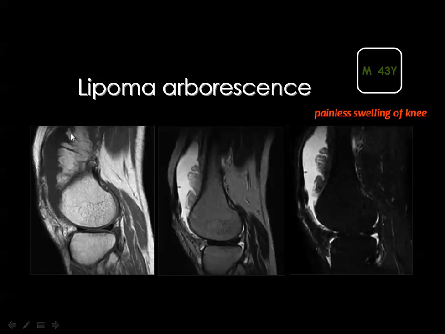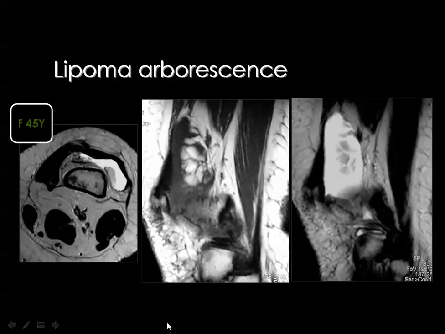You see the branching feature of the fatty mass, which follows the signal intensity of the subcutaneous fat as well as the bone marrow fat. Also, you see a significant amount of synovial fluid, which will be dark in the T1 and bright in the T2 and the STIR images.